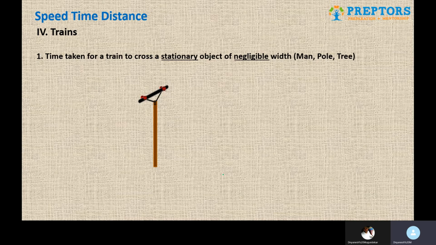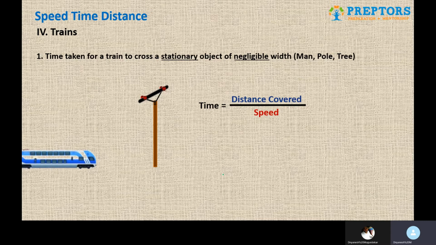Now, these are the types of scenarios where you need to remember the formula and then apply it whenever you come across them in questions. With negligible width, the only length under consideration is the length of the train. So if this is the scenario, time taken to cross a stationary object of negligible width, a man, pole, or a tree standing, then the formula for time taken to meet or cross is given by the length of the train upon speed of the train.